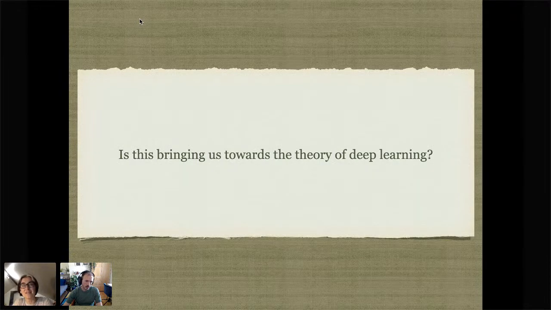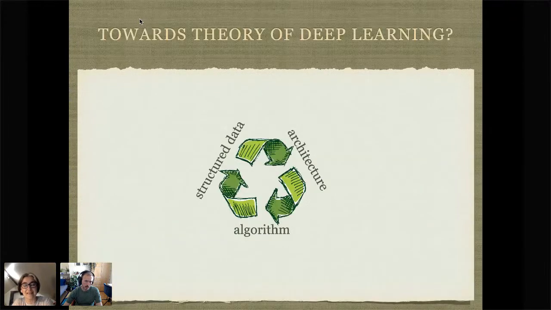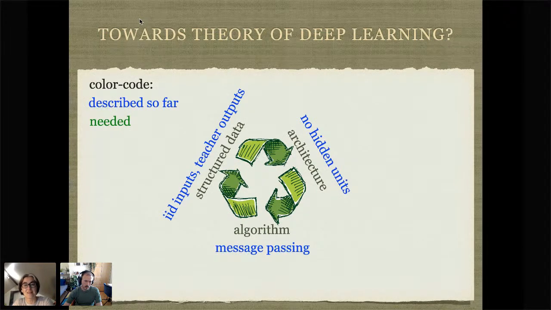But I wanted to tell you something about deep learning. So this is bringing us towards the theory of deep learning. Going back to this picture, so far I told you something about architecture with no hidden units, and an algorithm that was not the gradient. Logistic regression was with gradient descent, but the algorithm, the message passing, was not the gradient descent.